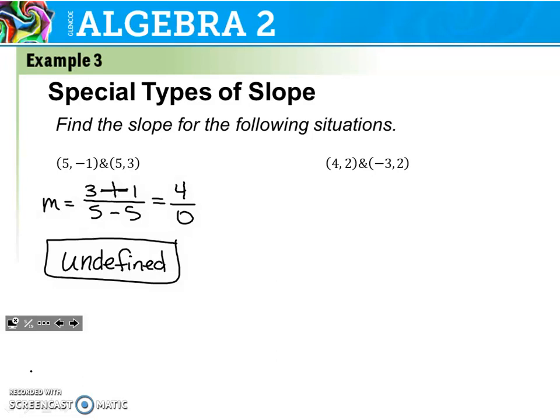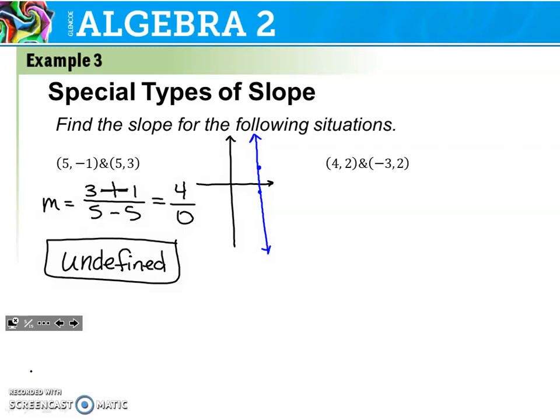This right here is an example of a vertical line. Okay, if I graph these points, 5 over, up 3, 5 over, down 1, these 2 points make a vertical line, and all vertical lines have an undefined slope. All vertical lines have an undefined slope.